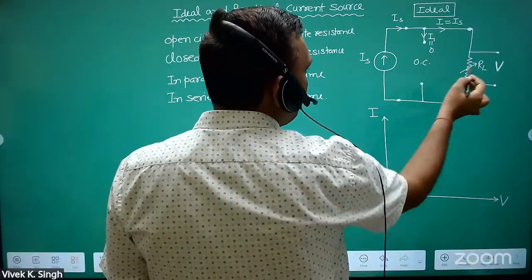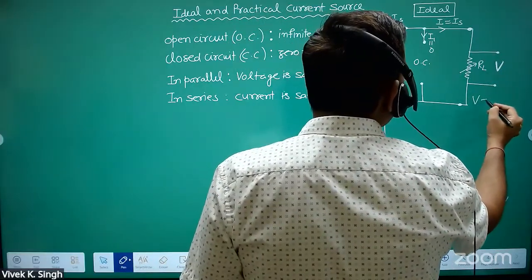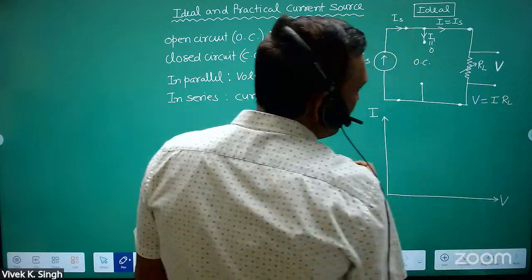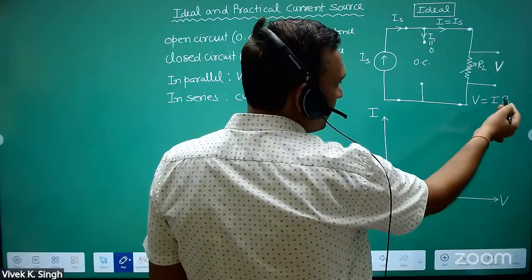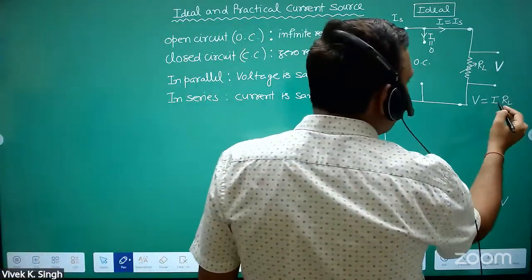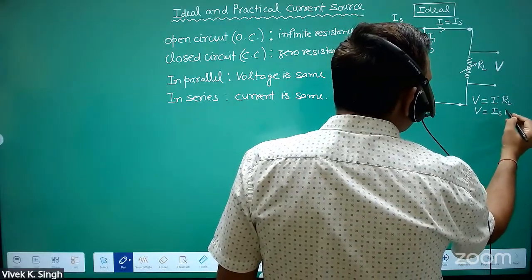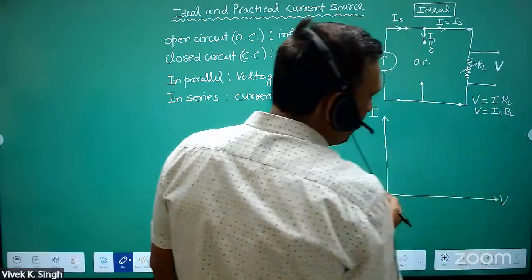So what if you vary V? V की वैल्यू क्या होगी? I into RL. और अगर RL को वैरी करोगे then voltage will change, है कि नहीं? Because V is equal to IS into RL. और IS की fixed value है. So if you keep on increasing RL, V will increase.